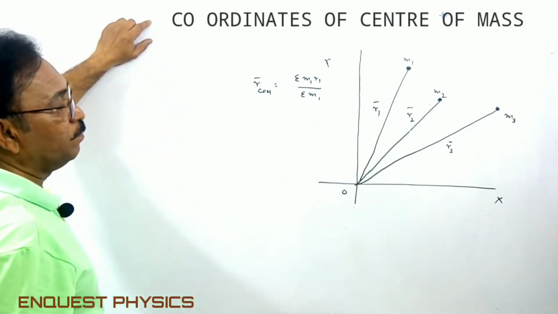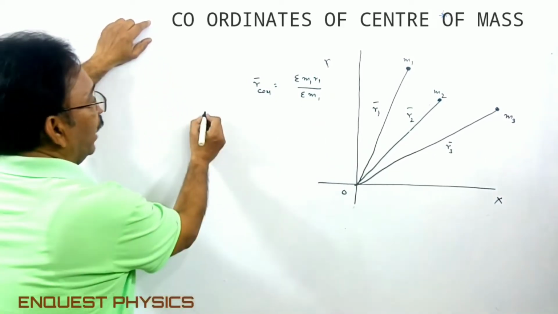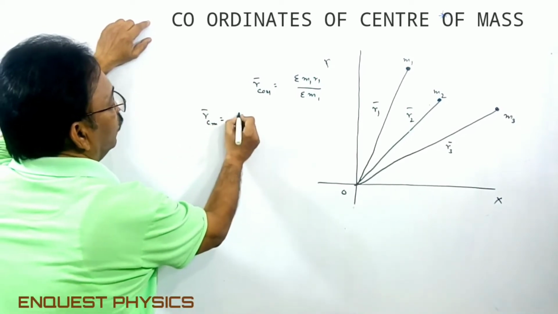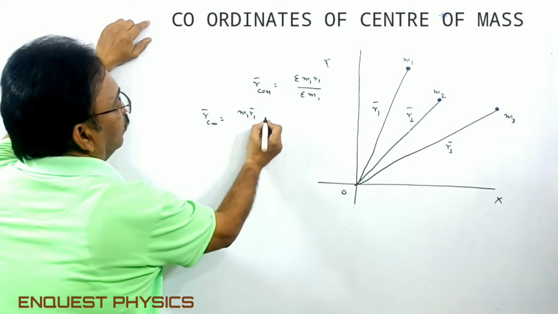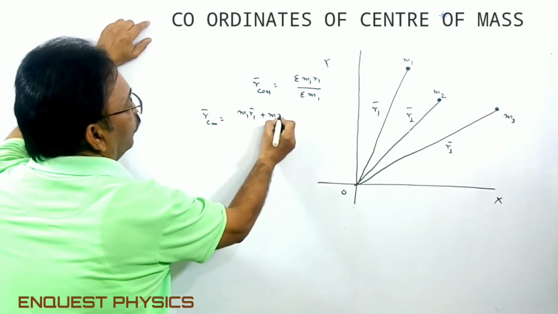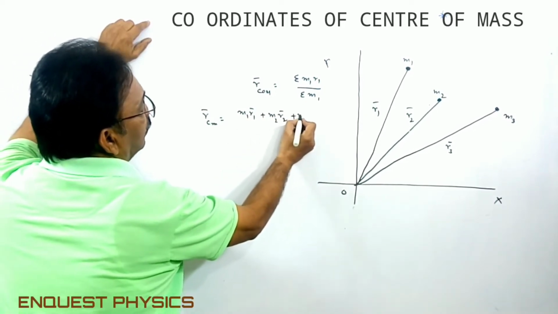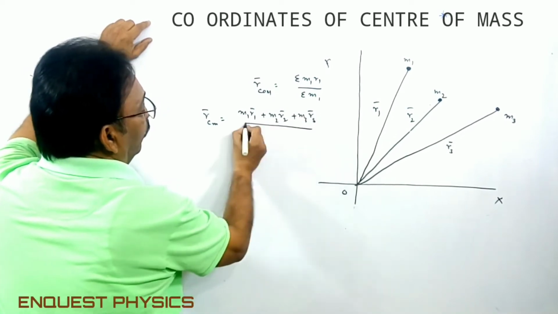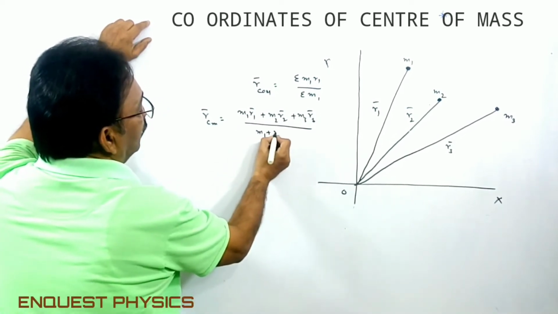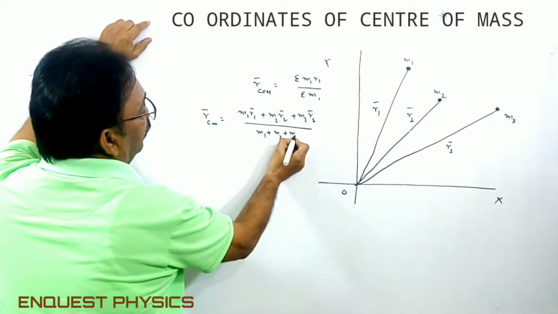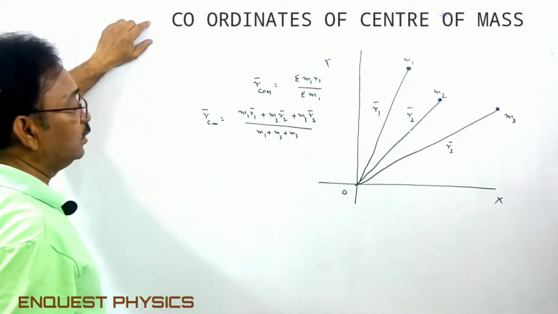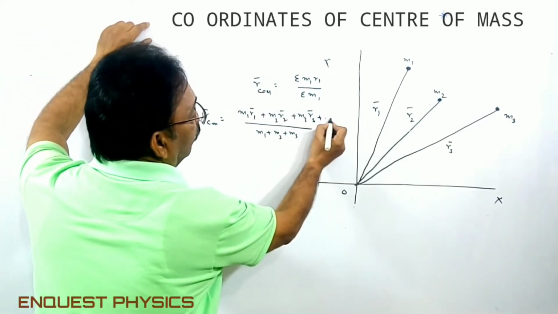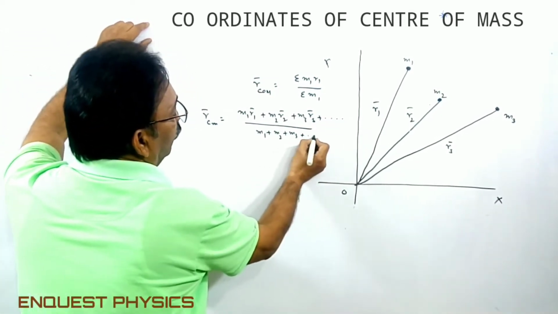Or it can be written as R bar CM is equal to m1 r1 bar plus m2 r2 bar plus m3 r3 bar, divided by m1 plus m2 plus m3. Okay students, if there are n bodies, you can write it in the same way, plus so on. Here also we go with the same.